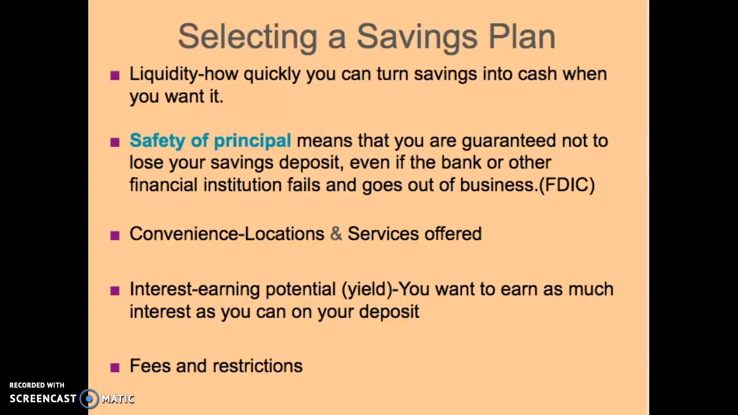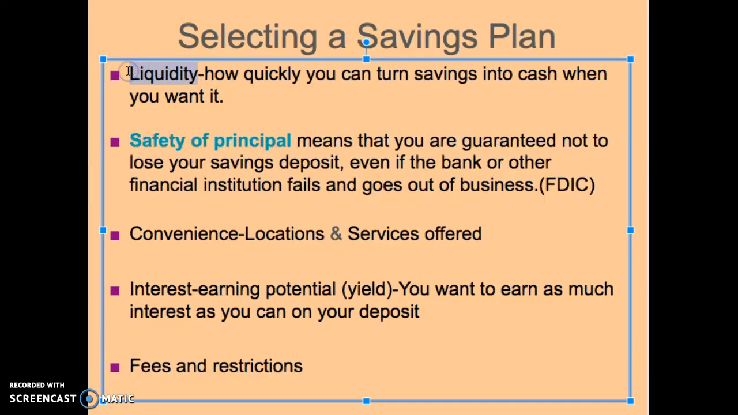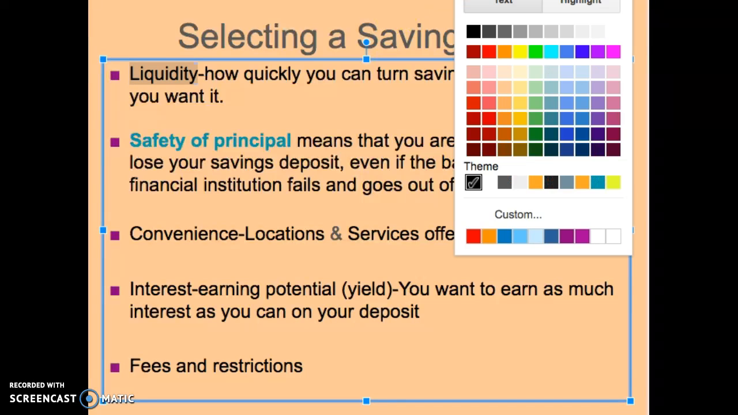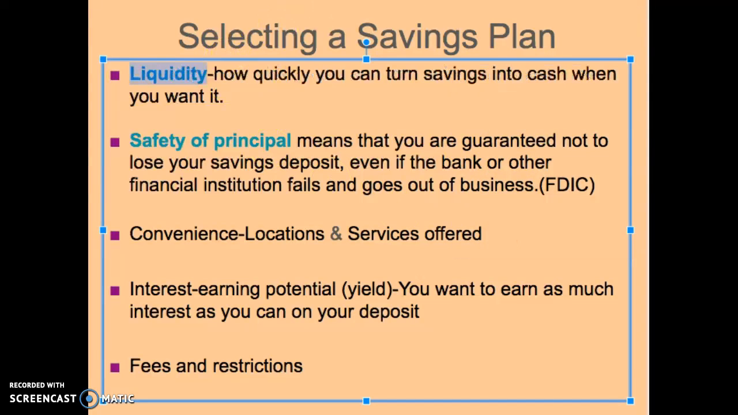They talked about selecting a savings plan in this chapter, and the words that you really want to be aware of are the words liquidity and safety of principal. Liquidity, which actually should be highlighted blue, is a word that talks about how quickly can you turn your savings into cash when you want. So the important part is, when we're talking about liquidity, will I be able to do it quickly, and will I have money at the end of it?